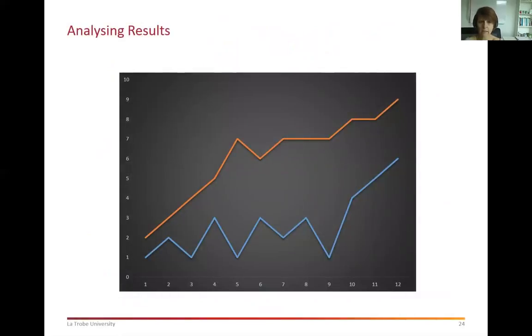Okay, so same sort of thing. You're looking for trend. Is it going up overall? What's the size of the change? Okay, and is there a reduction in variability?